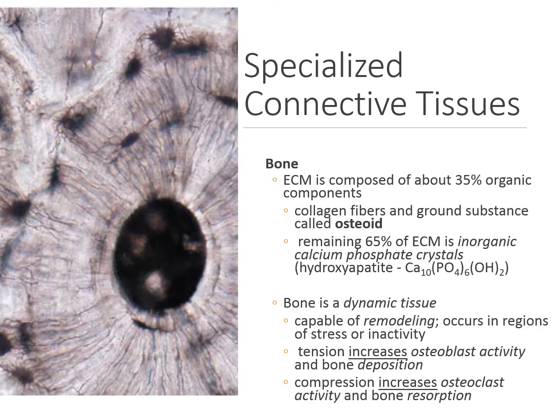Bone is another specialized connective tissue. It has the distinction of having a solid extracellular matrix. The extracellular matrix of bone is composed about 35% of organic components, such as collagen fibers and ground substance. Together, collagen fibers and ground substance are called osteoid. The remaining 65% of the ECM is composed of inorganic calcium phosphate crystals called hydroxyapatite.